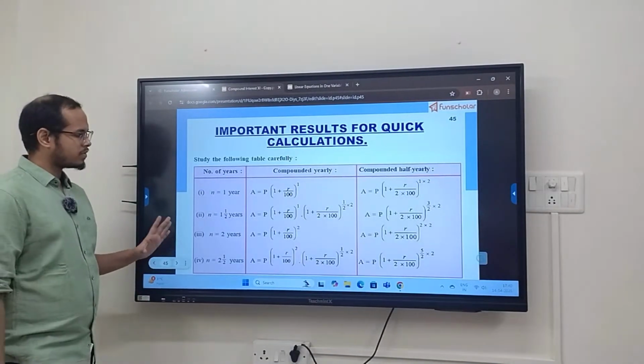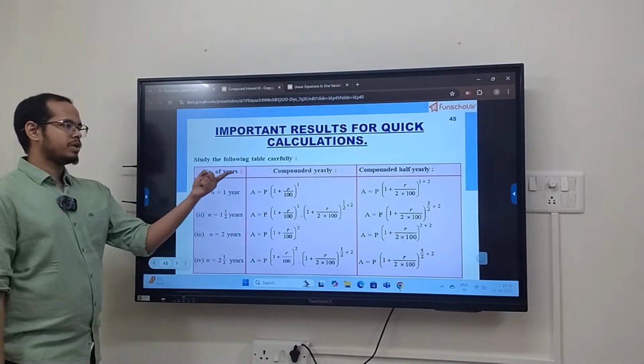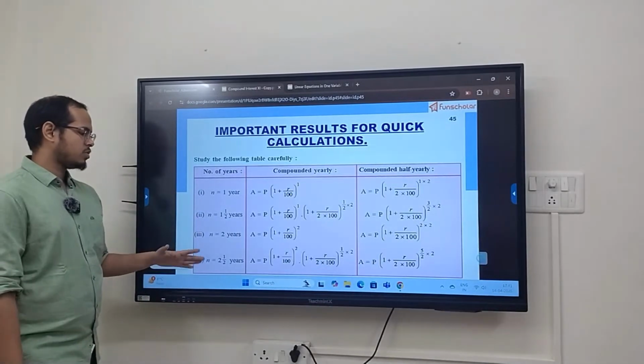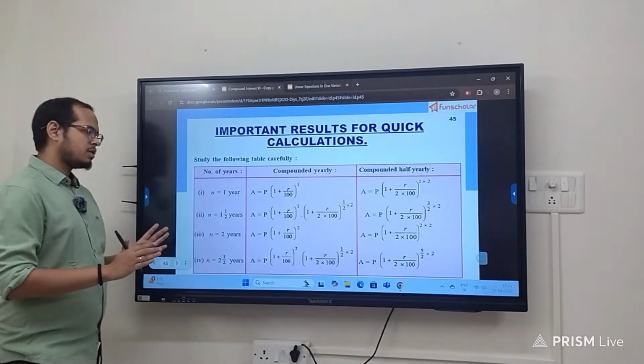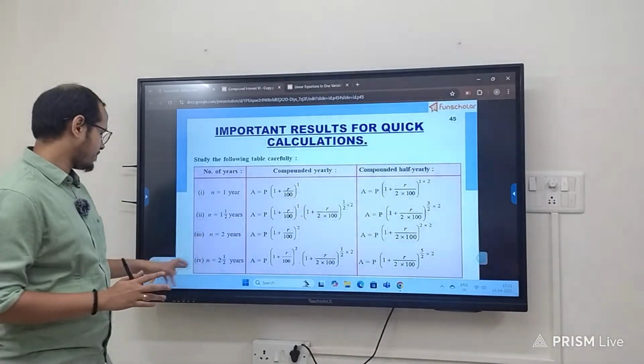This is a gist of whatever concepts that we have covered in this particular chapter. So compounded yearly, half yearly, for 1 year, 2 years, 1.5 years, 2.5 years. Okay. So you can either do it directly, subtract the value, divide the value, whatever you do, you will get the same answer if your concept is clear.